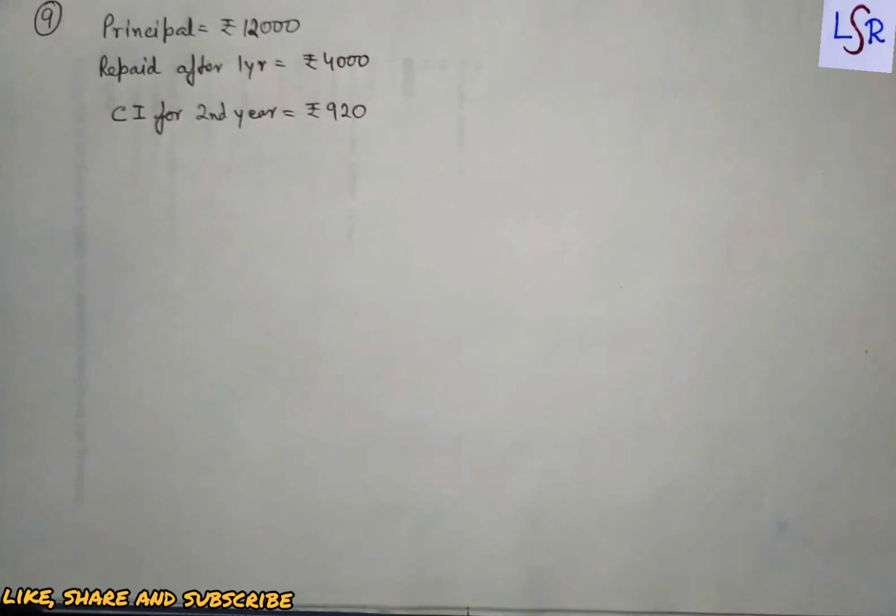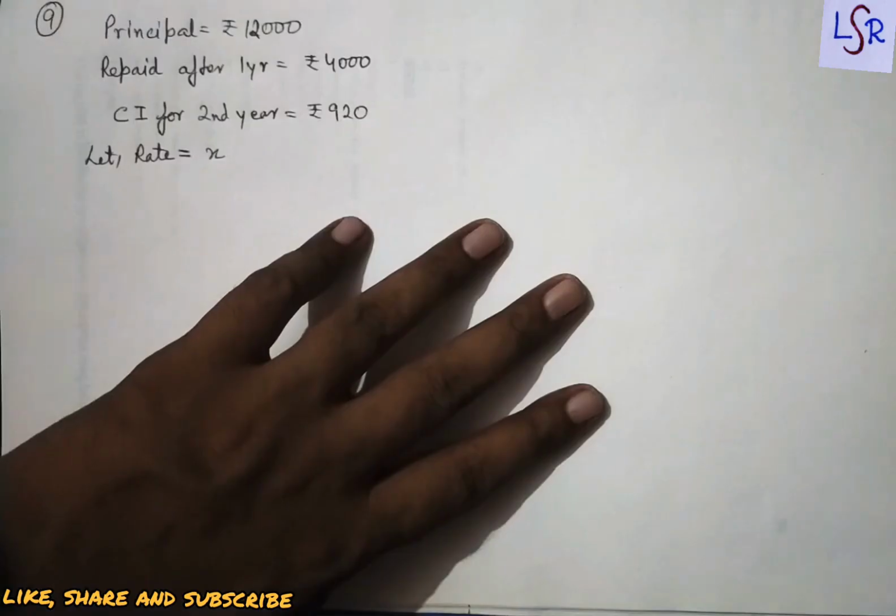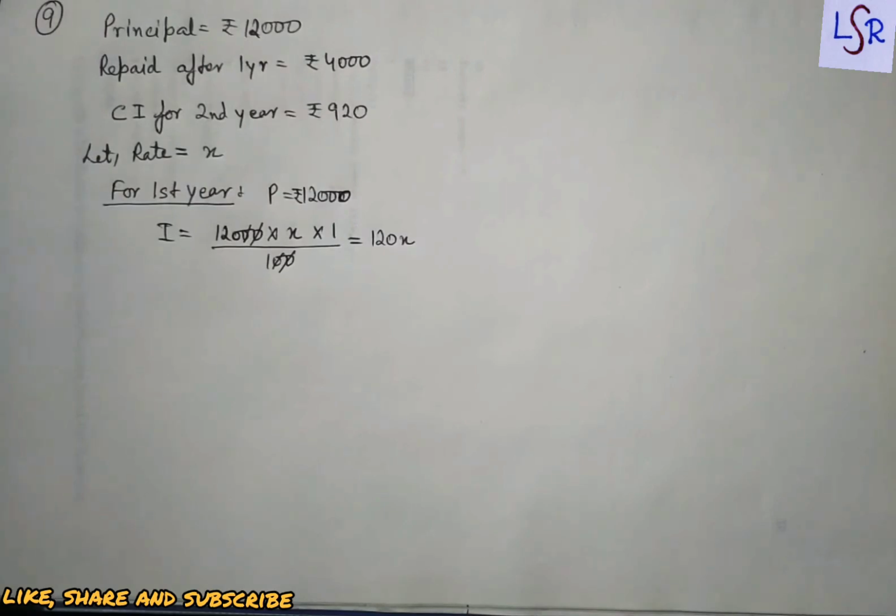Now in question number 9 we have Ashok borrowed 12,000 rupees at some rate of interest. After a year, he paid back 4000 rupees, and the compound interest for the second year is rupees 920. Find the rate of interest charged, and second, the amount of debt at the end of the second year. Here, first of all, let the rate be x. Now for the first year, we get 120x as the interest for the first year.